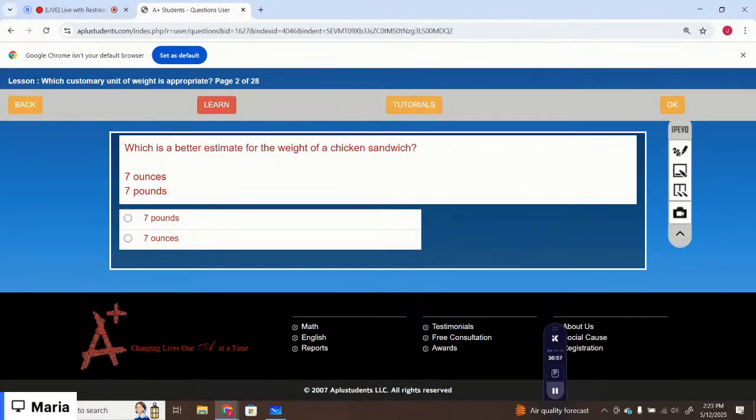Which is a better estimate for the weight of a chicken sandwich? 7 ounces or 7 pounds. That is 7 ounces, because 7 pounds is too much for the sandwich.